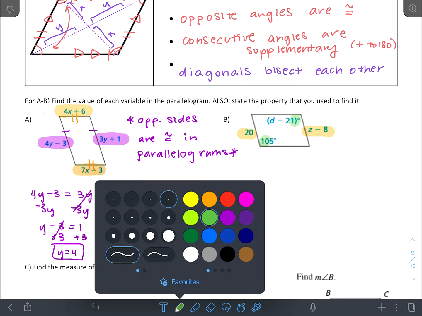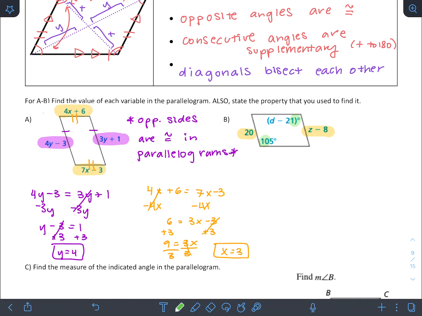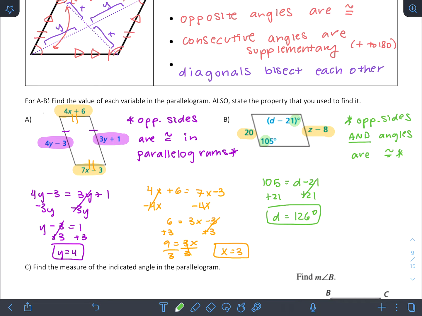And so when we're talking about the properties being used on this problem, I have to say both opposite sides and angles are congruent. So for the angles, once again, we can set those two measurements equal to each other and solve. I'll just add 21 to both sides to figure out what D is equal to. D equals 126 degrees. Or honestly, you don't even need the degrees for that. It's just a variable.